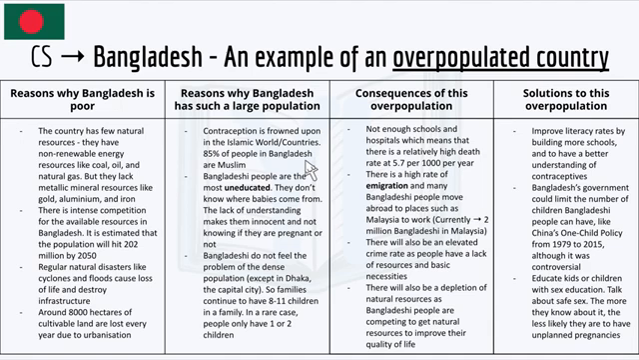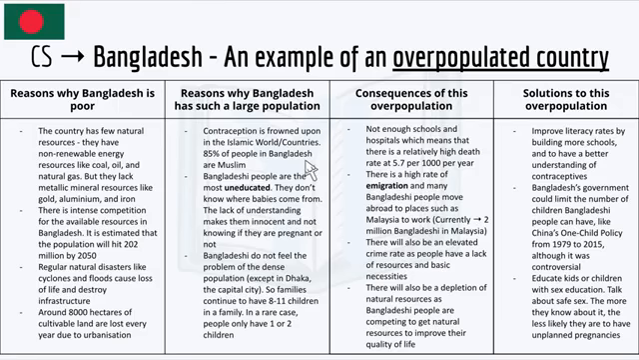And number 3 is that Bangladeshis do not feel the problem of the dense population, so families continue to have 8 to 11 children, and in rare cases, people only have 1 to 2 children. And the consequences of this overpopulation are that there are not enough schools and hospitals, which means that there's a relatively high death rate at 5.7 per 1,000 per year.